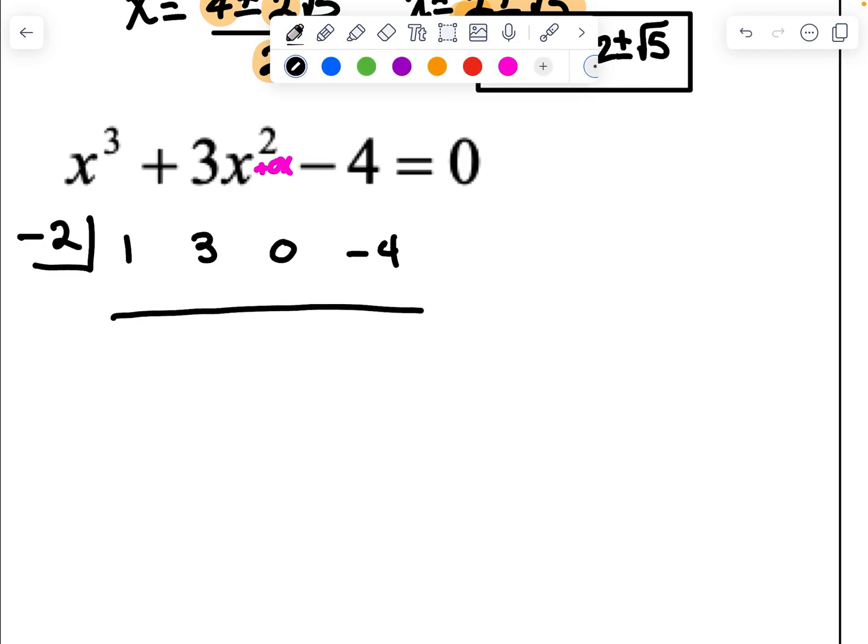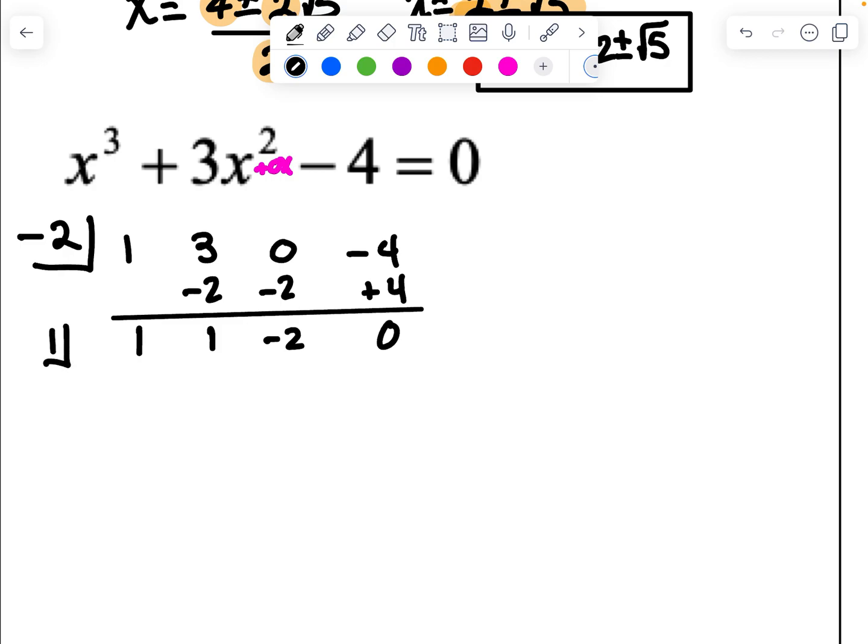Draw a line. Bring down your first number. Multiply, add, multiply, add, multiply. Excellent. The next number was 1, so we're going to do 1 with these three numbers. 1, 1, 2, 2, 0. That's going to leave us x plus 2 equals 0, and that's going to give us x equals -2.